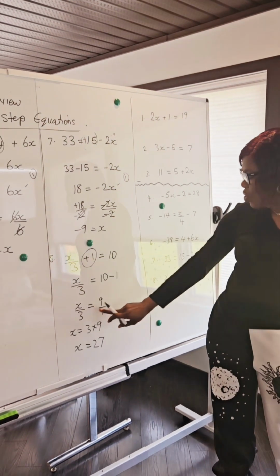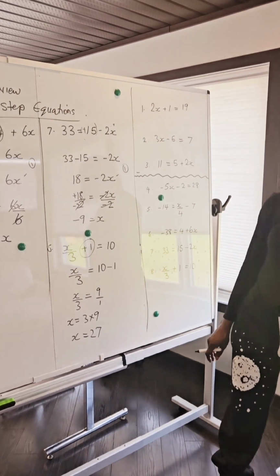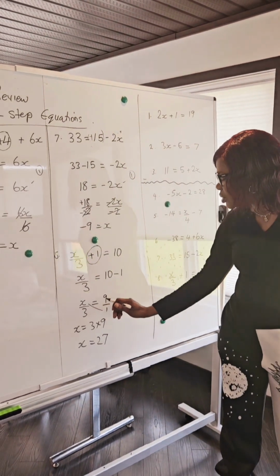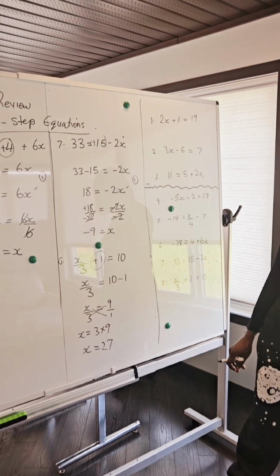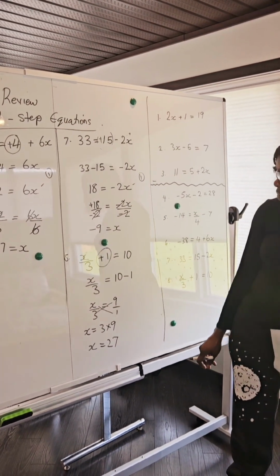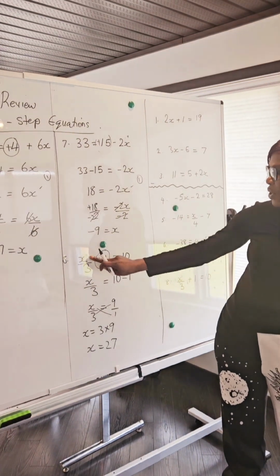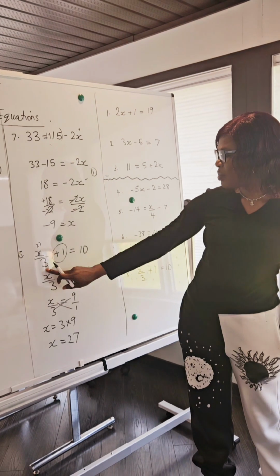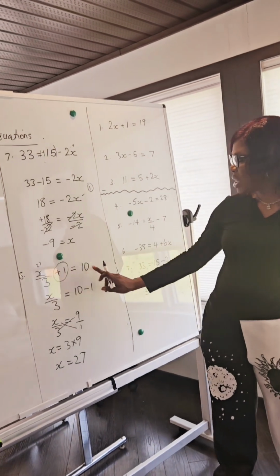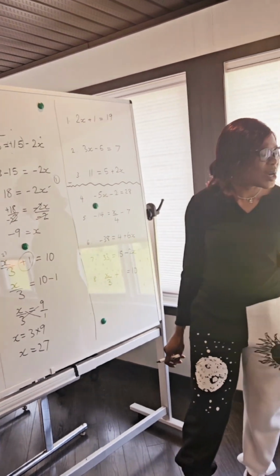x over 3 is equal to 9 over 1. And what do we do at this stage? We crisscross. So x is equal to 3 times 9, and x is equal to 27. And if you want to put 27 here, since your x is 27, 27 over 3 will give you 9. 9 plus 1 will give you 10. That shows that you are correct.